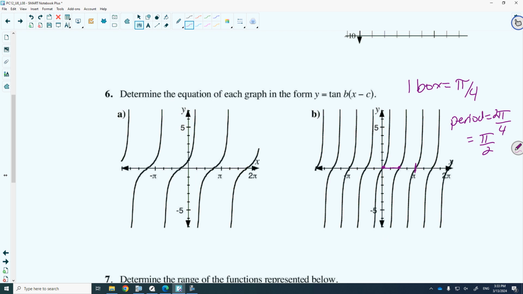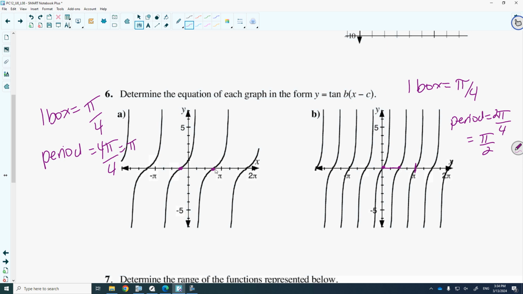Okay? If I was to go, for example, to this one, let's quickly figure out what one box is worth and what the period would be for this one. So one box for this question, 1, 2, 3, 4. Again, it's going to be pi over 4. But the period for this one would be the distance between two tan waves. So from here to here, that would be 1, 2, 3, 4 boxes. So each box is pi over 4, and there's 4 of them. So the period for this one would be pi.